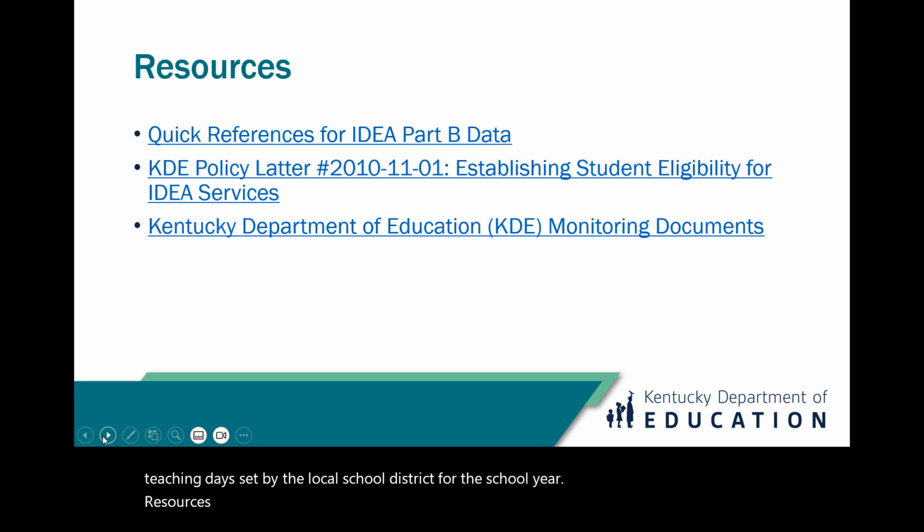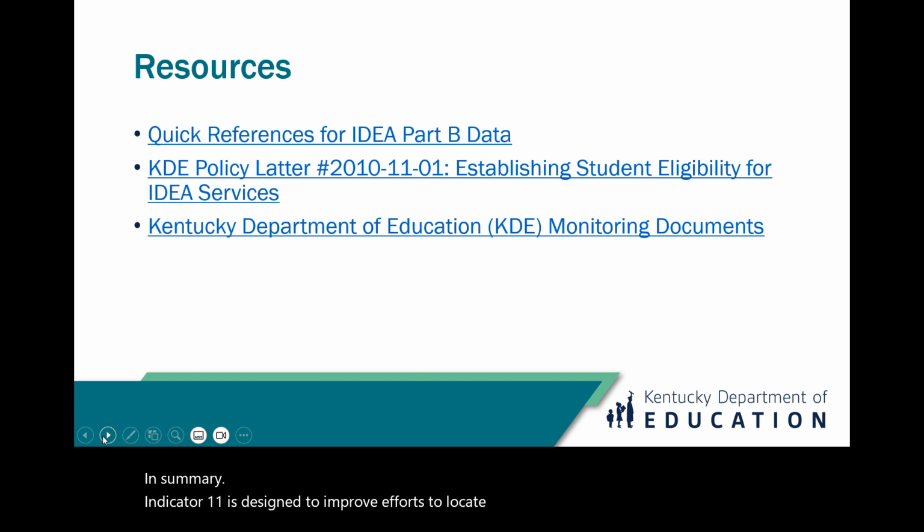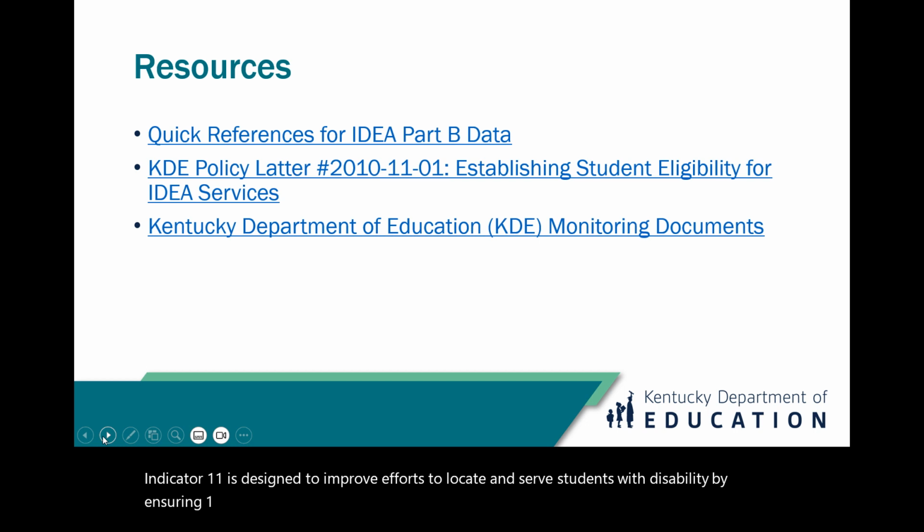Resources. In summary, Indicator 11 is designed to improve efforts to locate and serve students with disabilities by ensuring 100% of children with parental consent to evaluate have their initial evaluations completed within 60 school days.